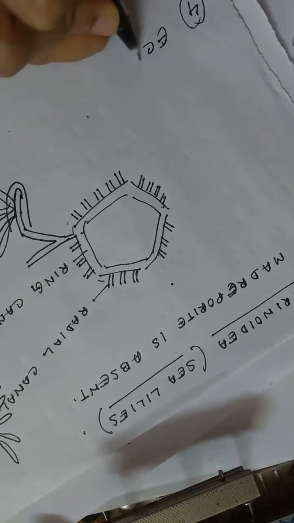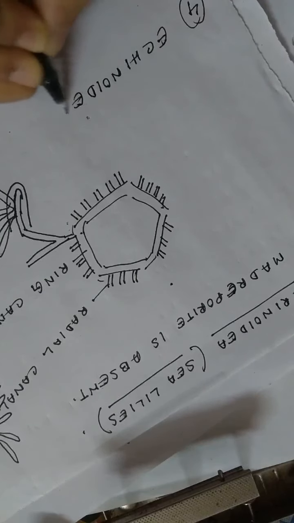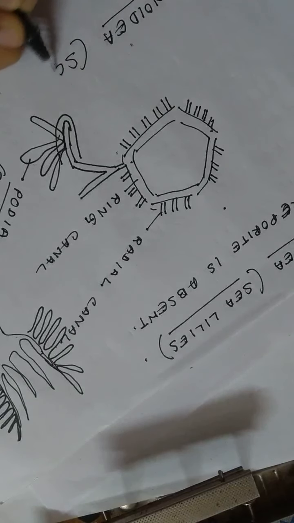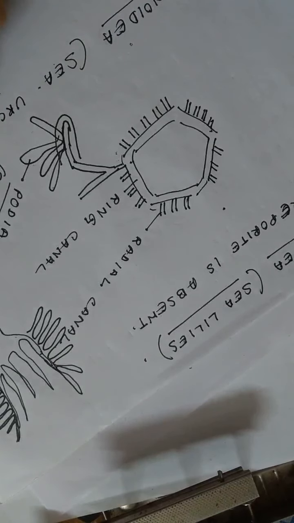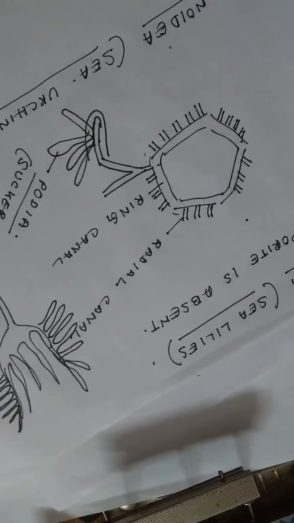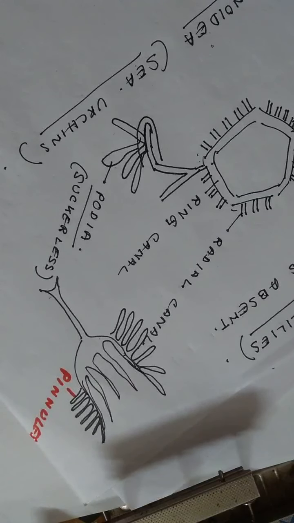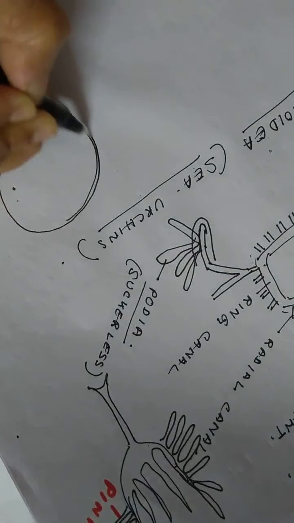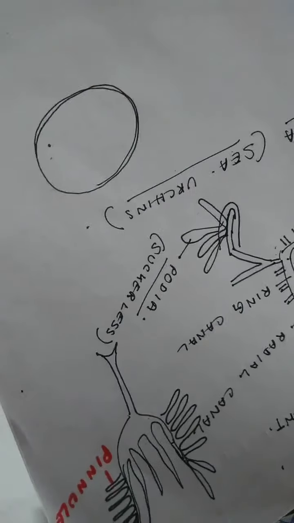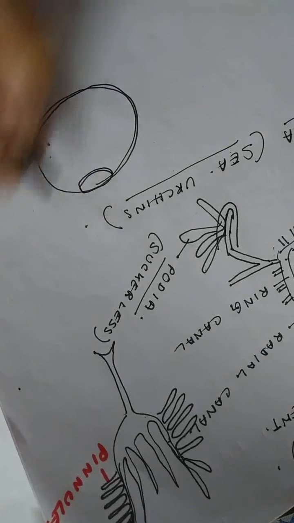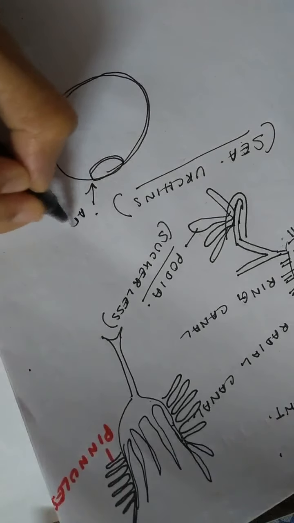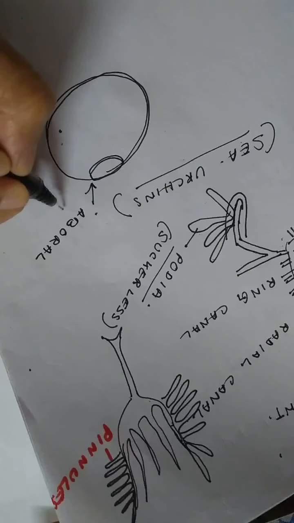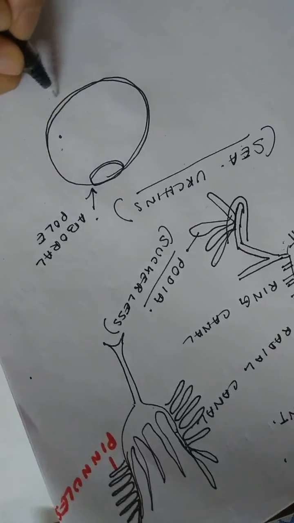The fourth class is the Echinoidea. The common example of Echinoidea are the sea urchins, which are basically globular or globe-shaped organisms. So this is the globular organism with an aboral pole and then the oral pole.